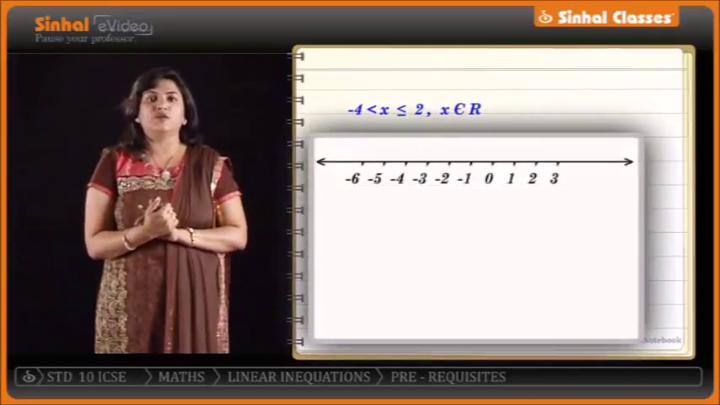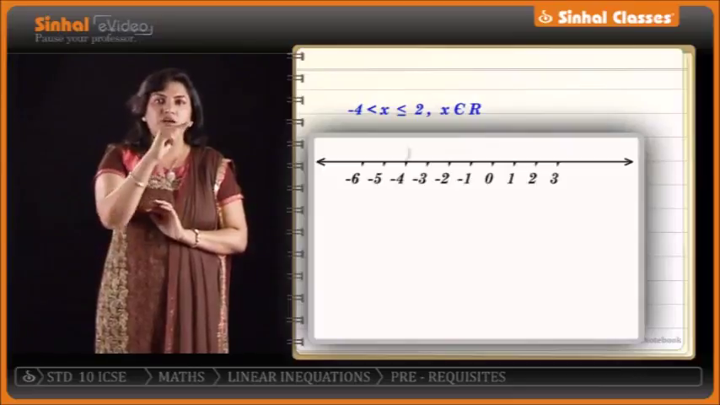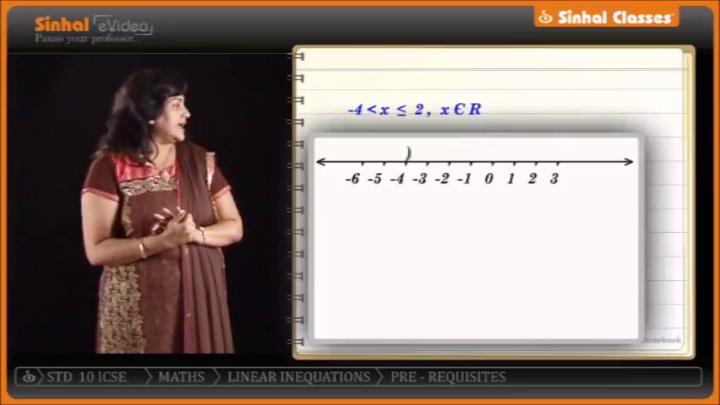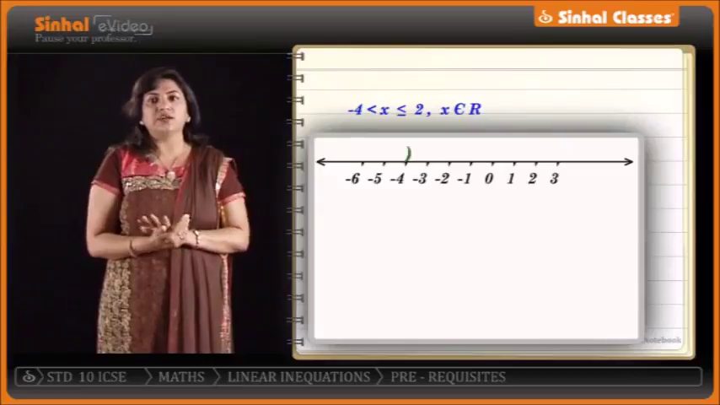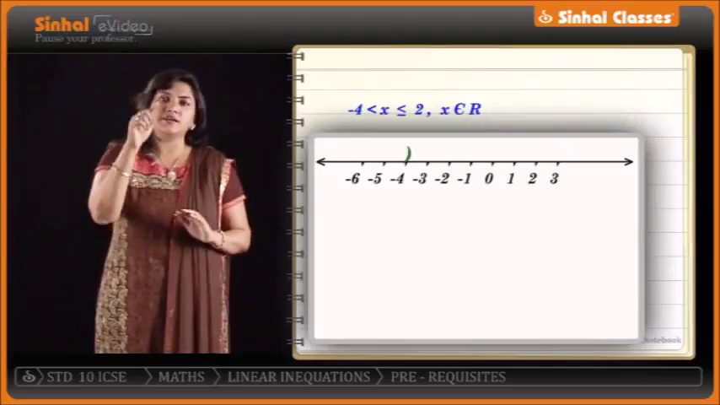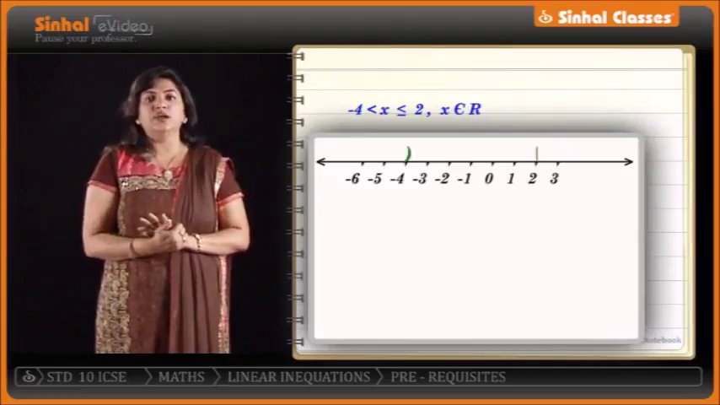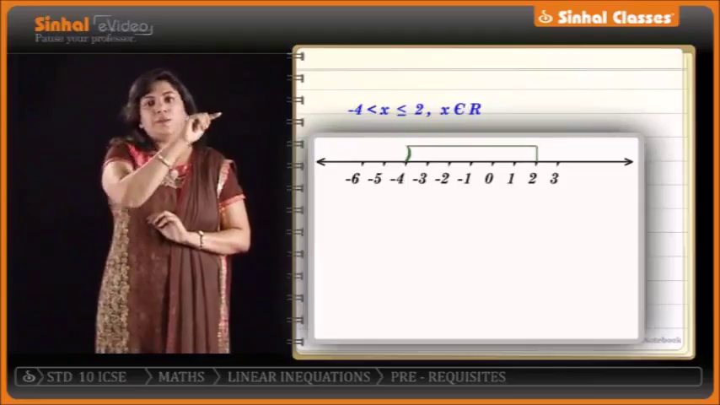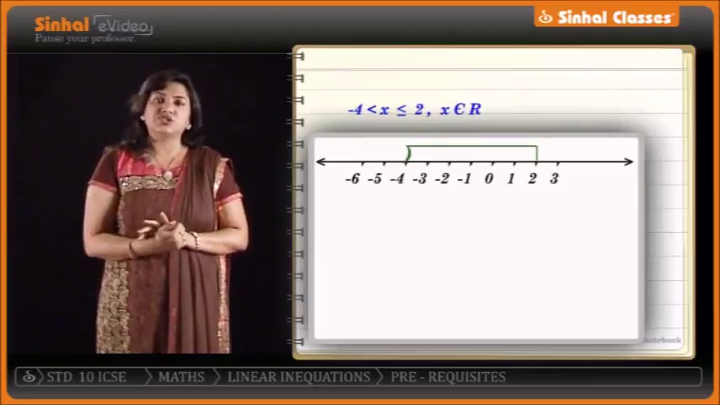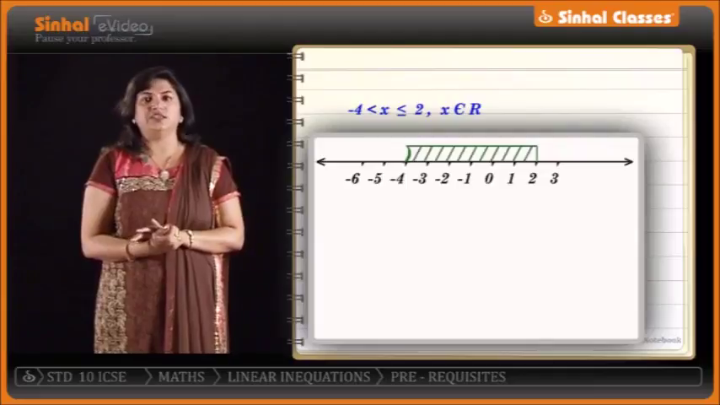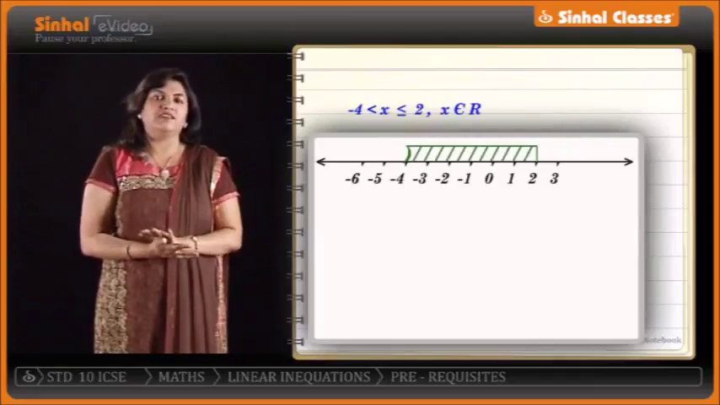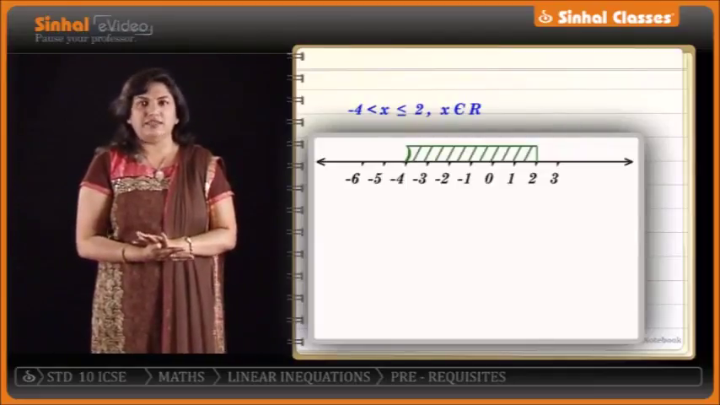Now -4 is not included in the set. So at -4, we draw a curve. And 2 is included in the set. So we draw a straight line at 2. Now join these two by a straight line and shade the area between these two. Then the number line for real numbers is ready.